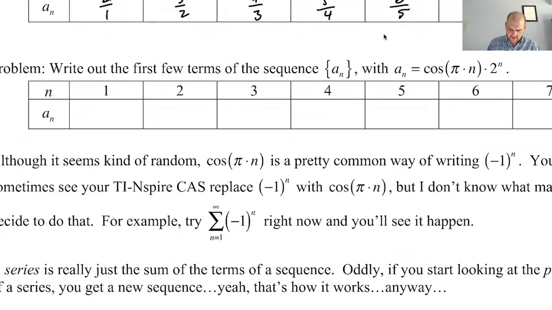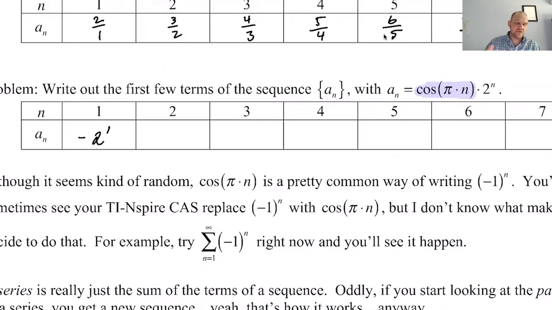Let's try this one. Write out the first few terms. a sub n is annoying in this case because it has a cosine of pi n in it, but that's all right. When n is 1, we get the cosine of pi, which is -1, so I'm going to say negative 2 to the first. When n is 2, we get the cosine of 2 pi, which is the same as the cosine of 0, which is 1. So we get 2 squared. Then 3 is 3 pi, which is basically the same as pi, so we're back to negative 2 cubed. And then we'll be back to positive, negative.